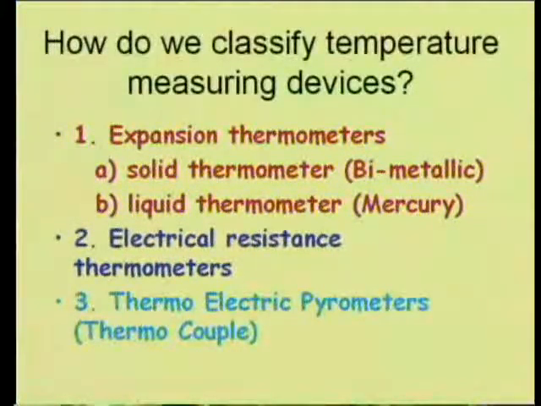electric pyrometers. So in this case, if you see expansion thermometer, solid thermometer, there is this bimetallic where we go for higher temperatures, and liquid thermometer, this mercury, which we normally use even to measure body temperature. If low temperatures are there, then we go for this liquid thermometer. Electrical resistance thermometer, through the resistance we will find out, and thermoelectric pyrometers. Pyrometers are nothing but again a thermometer, but used for measuring high temperatures.